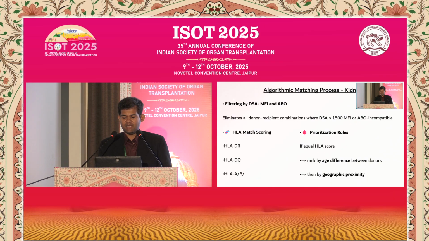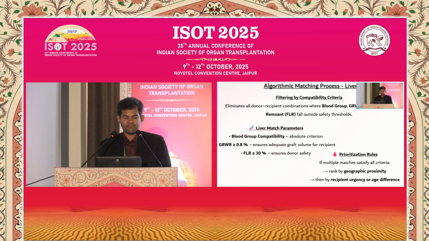Next, it scores HLA compatibility, giving weightage to especially class 2 DR loci along with class 1 and class 2 other loci, with DR receiving the highest points since it drives immunological outcomes. When two matches have similar HLA scores, the system automatically prioritizes based on age difference between the donors and then geographic proximity, ensuring fairness and feasibility.